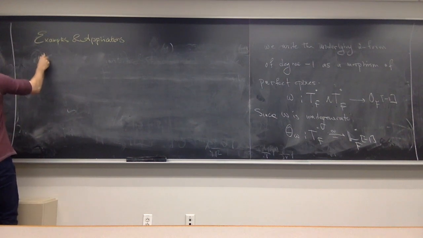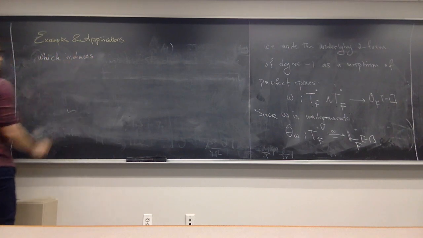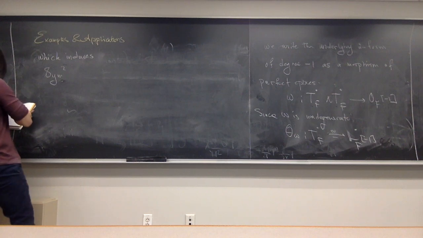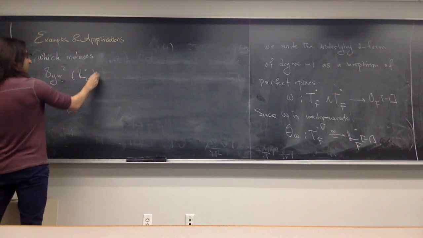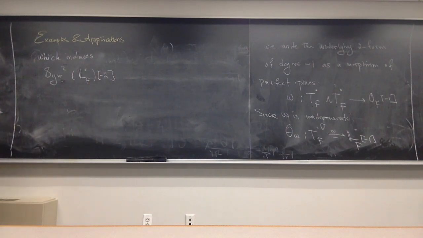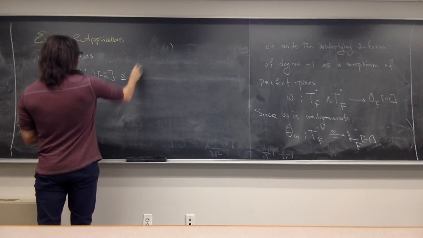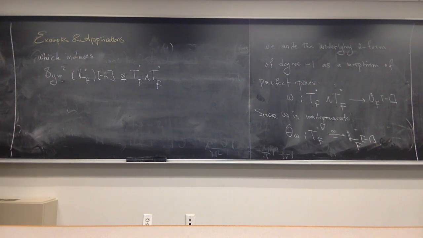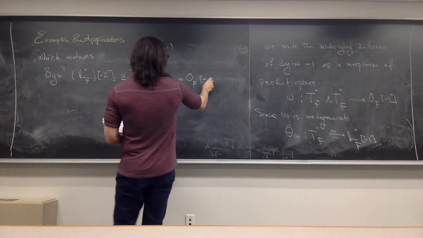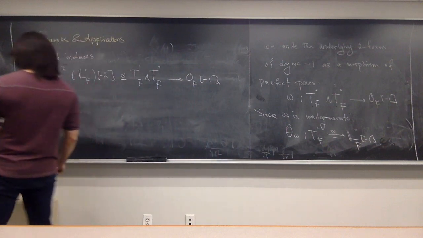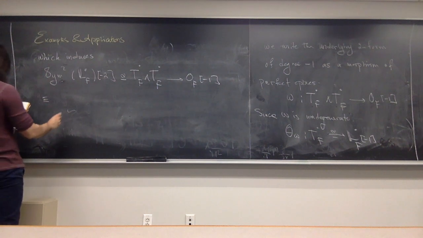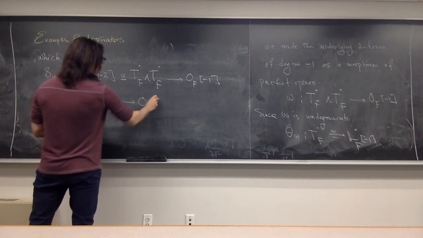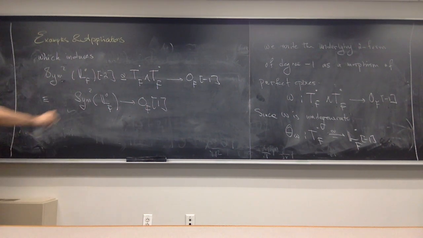This now induces a map from the symmetric second product of the cotangent complex of F shifted by minus 2. This is the same as the tangent complex of F times the tangent complex of F, because each one of them is the L dot of F shifted by minus 1. Which is the same as saying we would get a map from the symmetric second product of L dot of F to O of F shifted by 1. You put the shift on here.